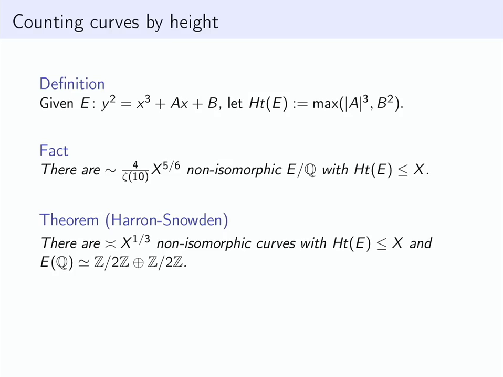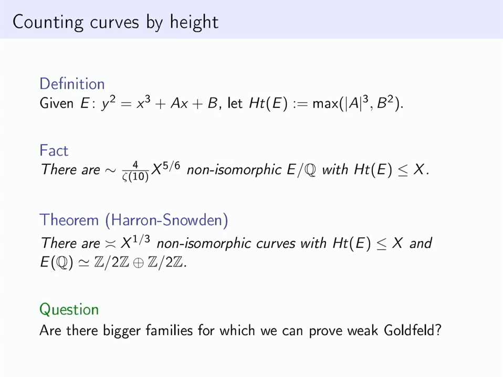They look at how often you get each of these torsion groups that appear over Q, and they obtain analogous results for everything of that type. So in particular, we have a quantified version of saying that having this 2 torsion group is very rare. You see only x to the 1/3 out of x to the 5/6. And so you might ask, are there bigger families for which we can prove weak Goldfeld?